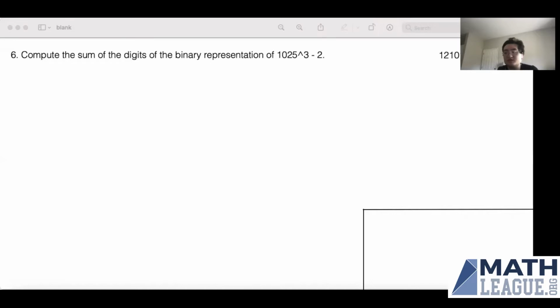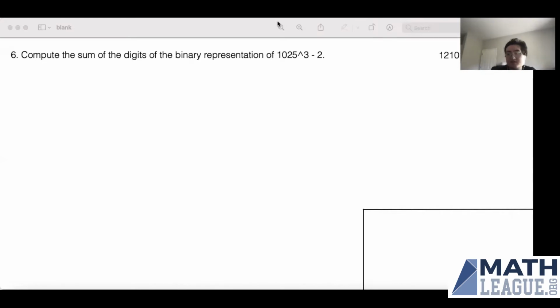We'll be talking about target problem 6 from the October 2020 high school test 12101. Okay, compute the sum of the digits of the binary representation of 1025 cubed minus 2. This kind of looks like a one-liner, if I do say so myself, right? But is it as simple as it looks?